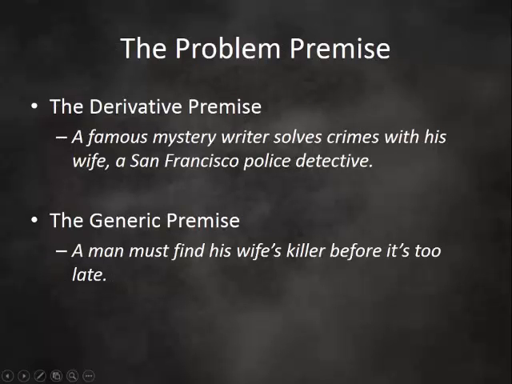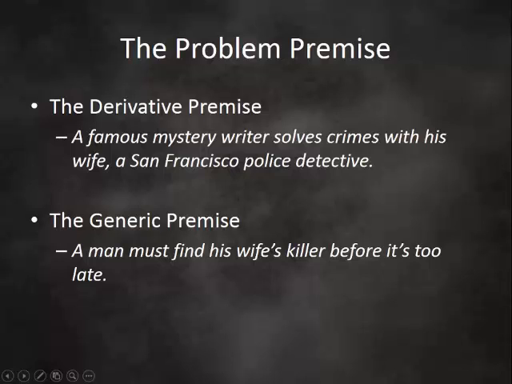What are some examples of weak premises? One is the derivative premise. For example, a famous mystery writer solves crimes with his wife, a San Francisco police detective. The derivative premise sounds like a movie or TV show we've just seen. In this case, a lame example. That's the TV show Castle, shifted from New York City to San Francisco.